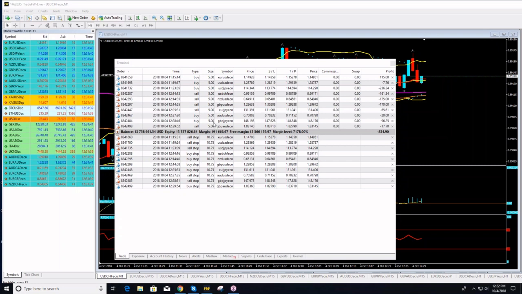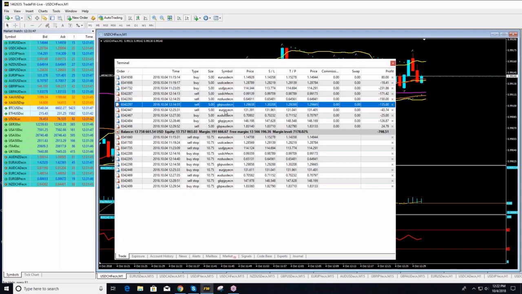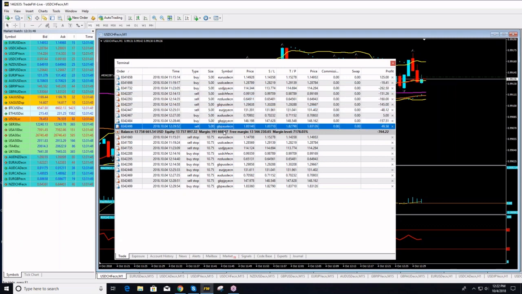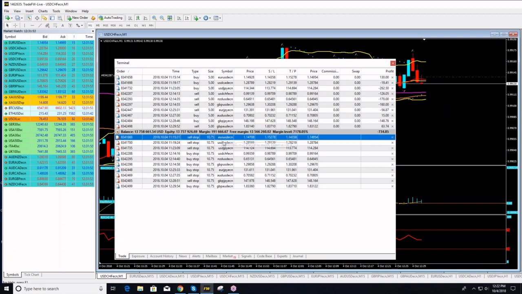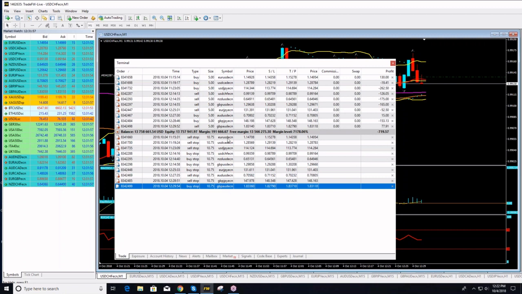So I will let these trades develop. It's always good to check that if you have 1, 2, 3, 4, 5, 6, 7, 8, 9, 10 trades, then you need to have 10 pending orders. So it's 10 below, 10 above.